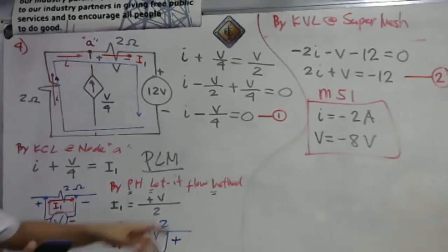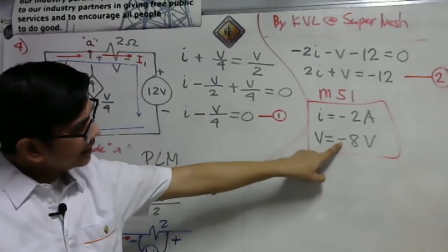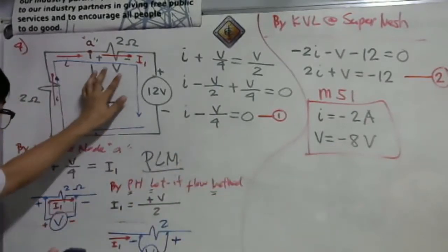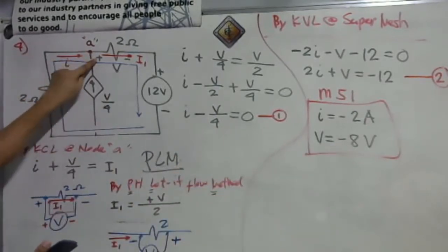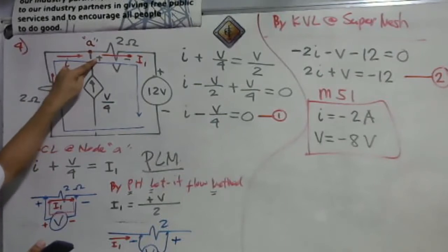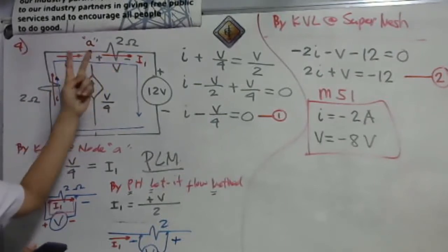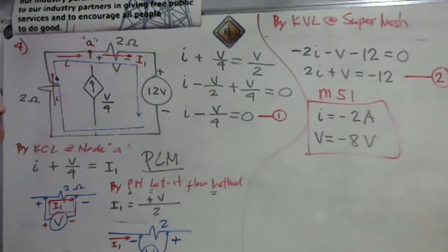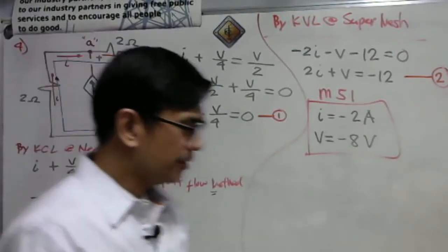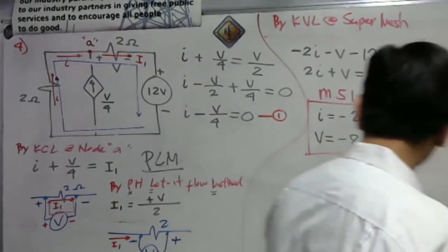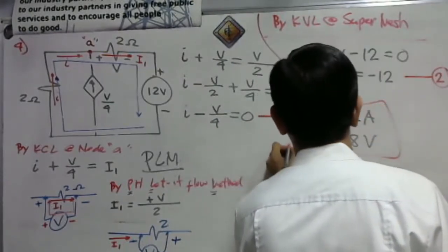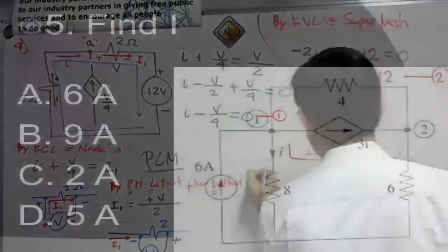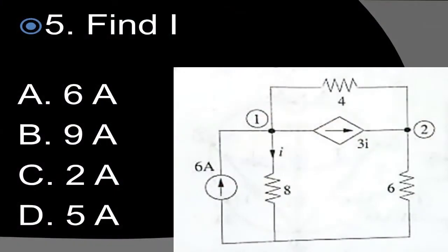What about now the voltage drop of negative 8 here? The voltage drop, meaning this positive must be replaced by negative. You have to interchange the polarity of your voltmeter. Okay, let's go on to problem number 2. Find the current I.